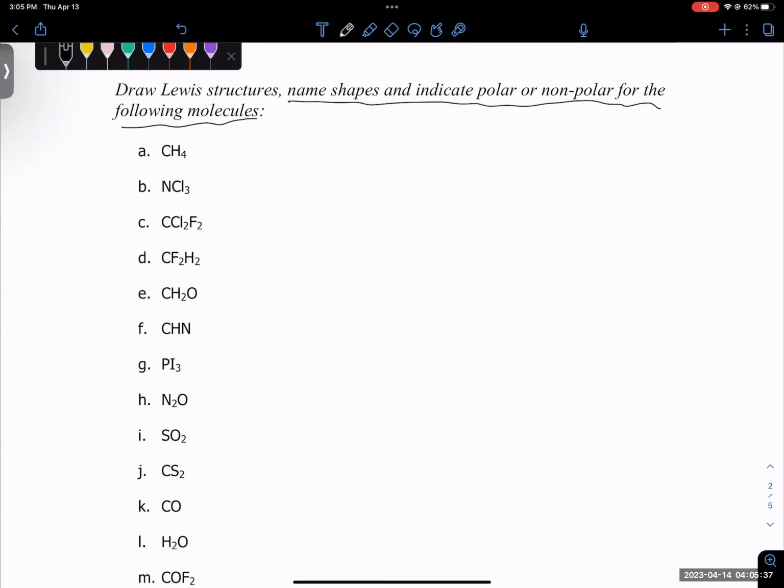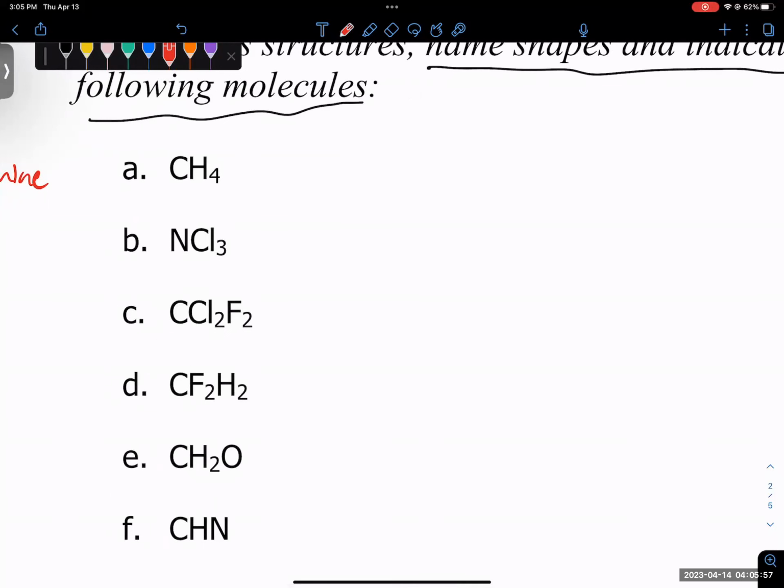So let's first make a list of steps. Step one, determine total valence electrons. For example, let's determine the valence electrons in this compound, CH4. So how many valence electrons does carbon have? Anybody is free to answer. Four, Sydney said. 4 valence electrons for carbon, right?